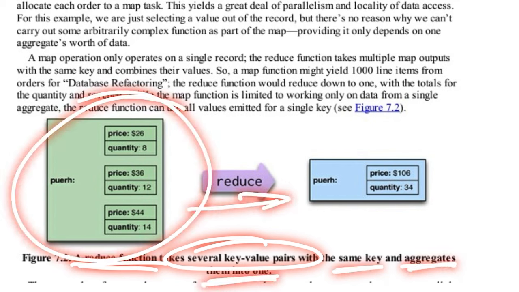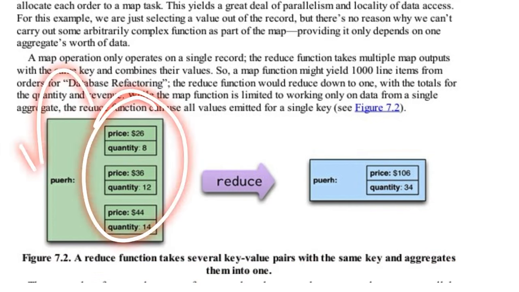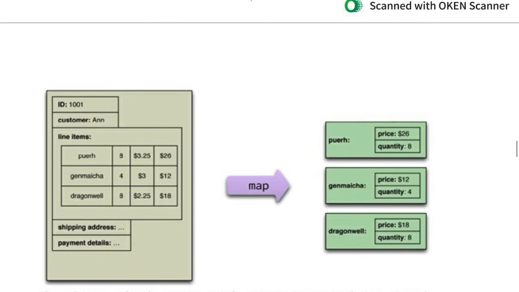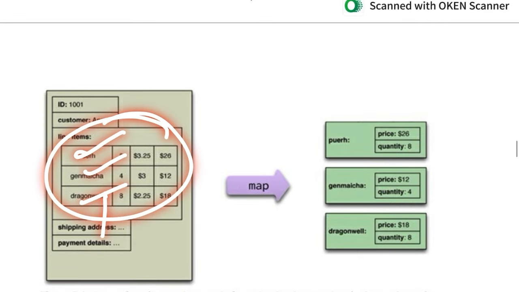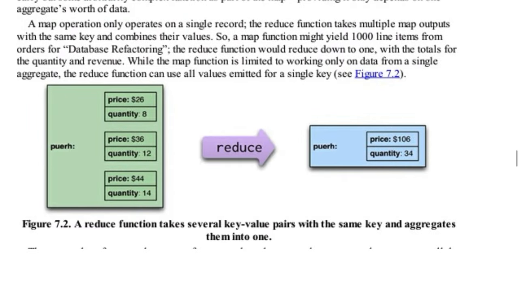So whichever values have the same key are written here. I have just taken 3 records here, but there could be thousands of records, right? Thousands of line items could be there, and there could be chances that this PUERH is repeated multiple times, right? So all such multiple things with PUERH as key are clubbed together, taken together, and the reduce operation is performed on them. This reduce operation will combine all the values from a single key to produce the final aggregated output.